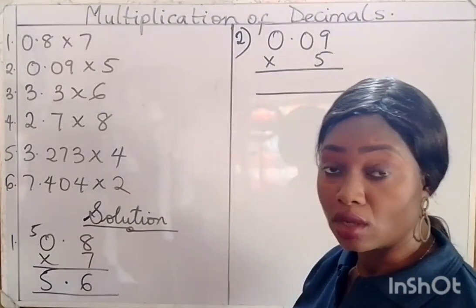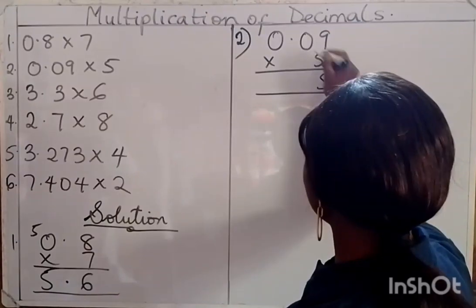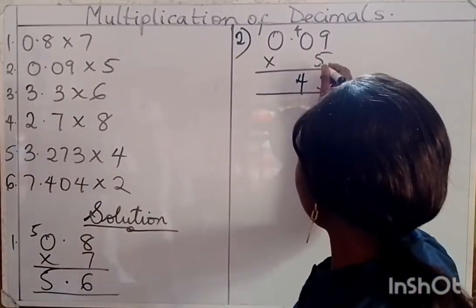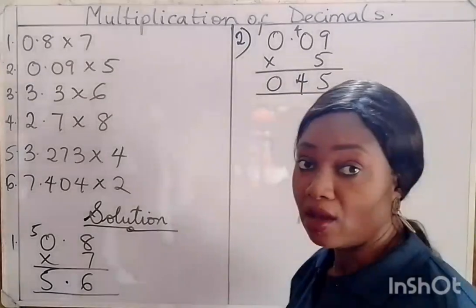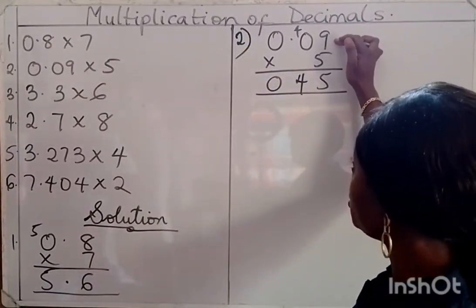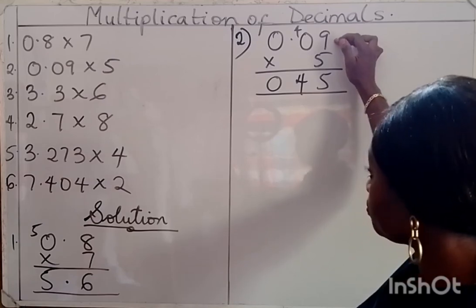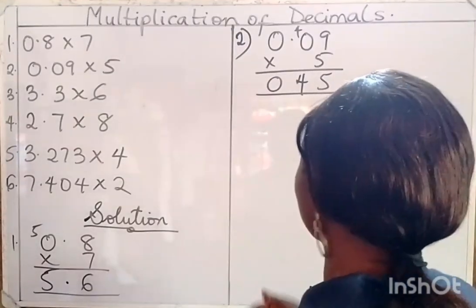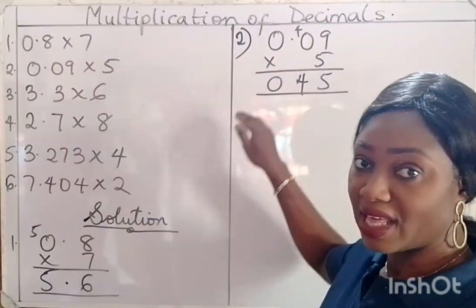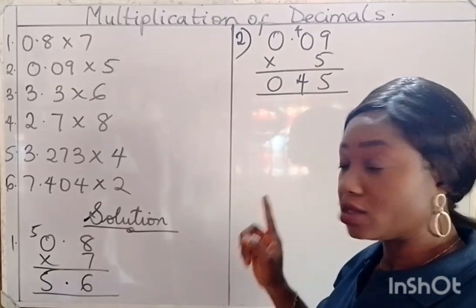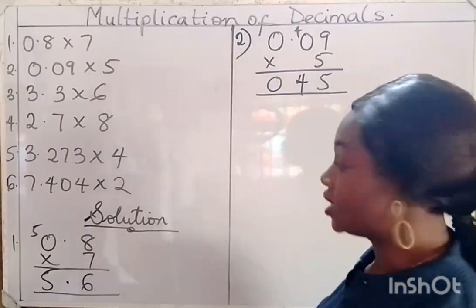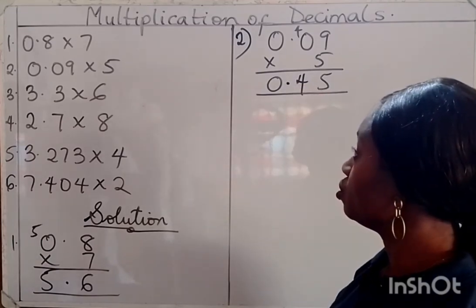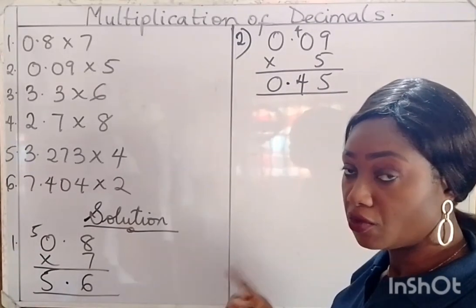Now question number 2, we have 0.09 times 5. Where 5 times 9 equals 45, write down 5 and carry 4. 5 times 0 is 0, then plus 4 is 4, and 5 times 0 is 0. Now, in a situation where we have two digits here, we're going to count two digits after the decimal in the original question. We're going to count two digits from the right to the left, from 5 to 4, and then we'll have our decimal in between 0 and 4, so that makes it 0.45.